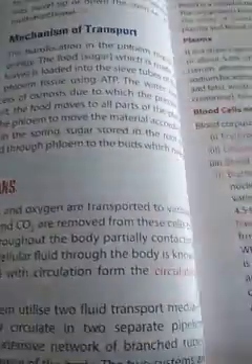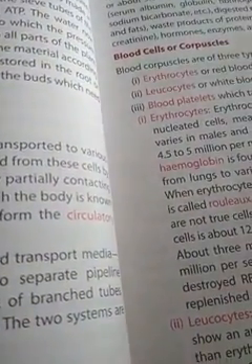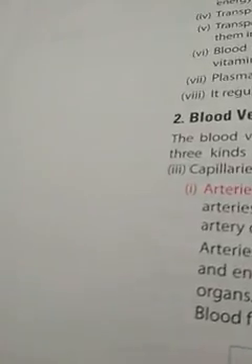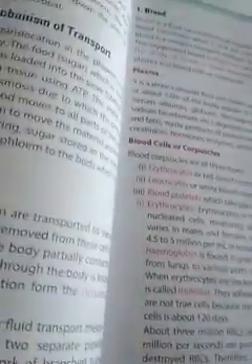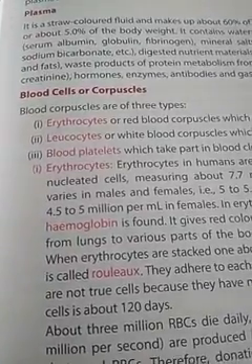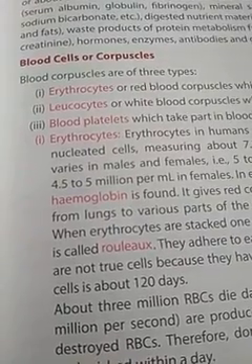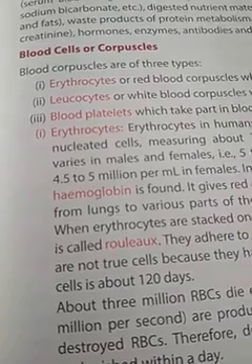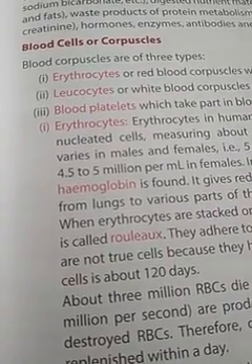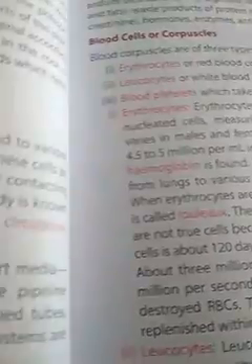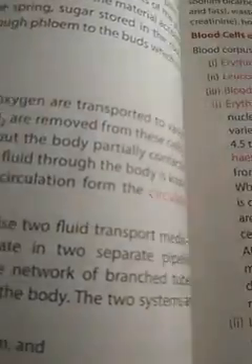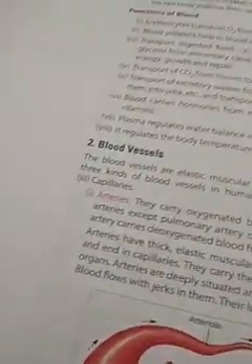And transportation in humans, if you see the transportation in humans, then the first thing is the blood. Blood cells are of different types, as you have seen in the videos: erythrocytes, leukocytes, and blood platelets, that is RBC, WBC, and blood platelets. So hemoglobin is found in the RBC. Leukocytes are the warrior cells.